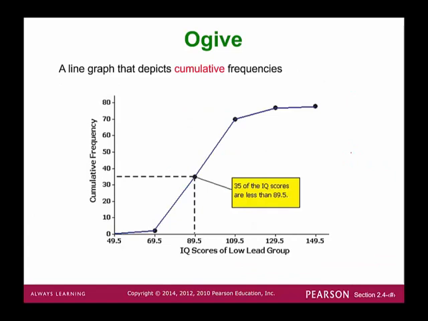Now the ogive. This is pronounced ogive. And the ogive is also a derivative of a frequency distribution table. Again, on the horizontal axis is the class boundary. So we're using class boundary here on the horizontal axis. And the vertical axis is cumulative frequencies.